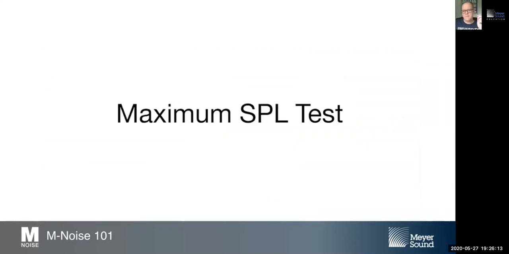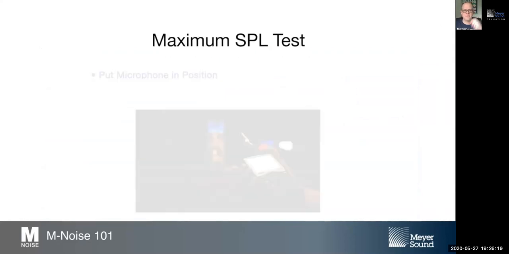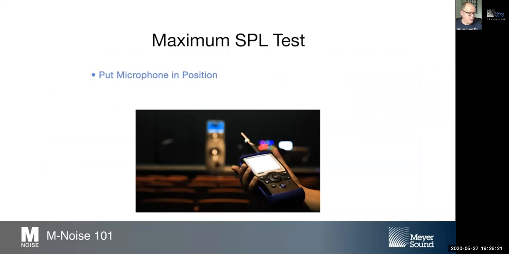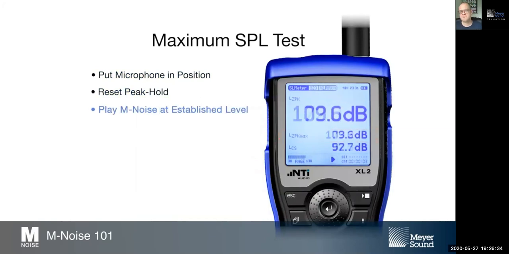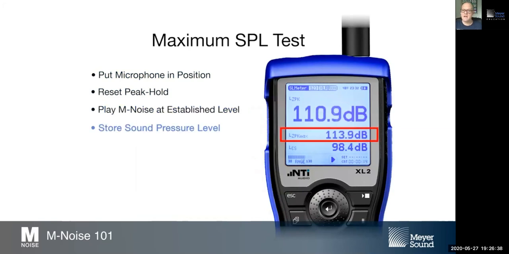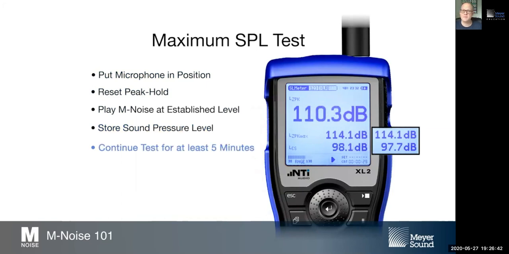So what is then the maximum SPL test, if not measuring at 1 meter distance like we did before? Well, the maximum SPL test would consist of the following steps. You put a microphone at the PLP, which is your preferred listening position. In this example, that would be the front of house to validate system performance. You bring the loudspeaker level back to the previously determined maximum playback level. And now we can measure the sound level at the PLP, at the preferred listening position.